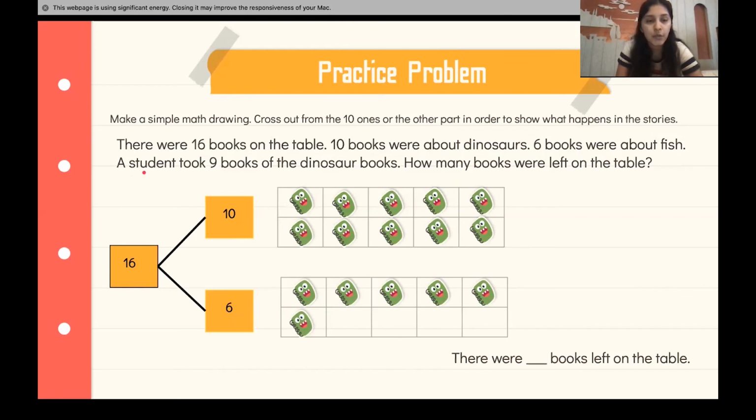So it says, a student took 9 books of the dinosaur books. So go ahead and, on your paper, cross out the 9 books that the student took of dinosaurs. So pause it and unpause once you're done crossing them out. So here I know that the top row means it has 5, right? So I'm going to go ahead and cross these 5 out. So that's 5 books. So 5, 6, 7, 8, 9. So I subtracted 9 of the books because a student took 9 books of dinosaurs.